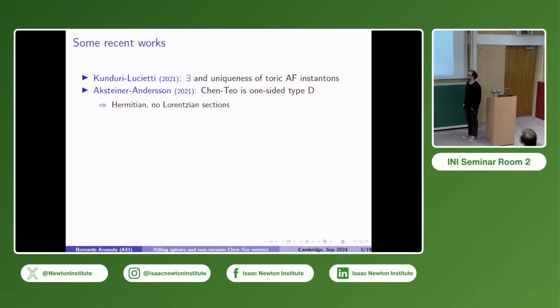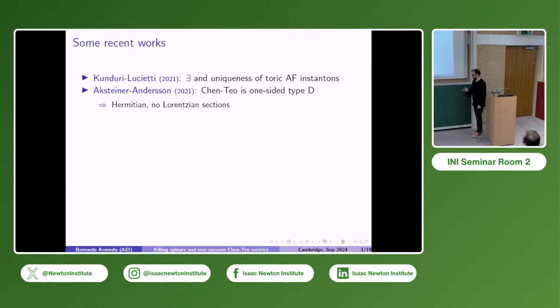Then I will not really use the rod structure formalism here, but rather a result that originates in a paper by Stefan Acksteiner and Lars Andersson, who show that Chen-Teo is actually one-sided type D. What this means is that if you look at the Weyl tensor, one side, the self-dual part, is type D, and the other part is algebraically general.